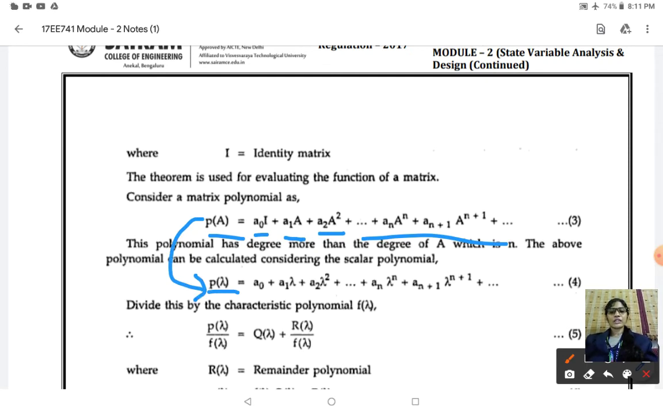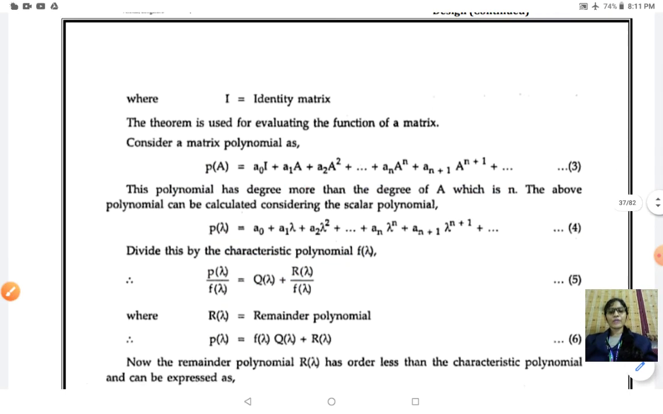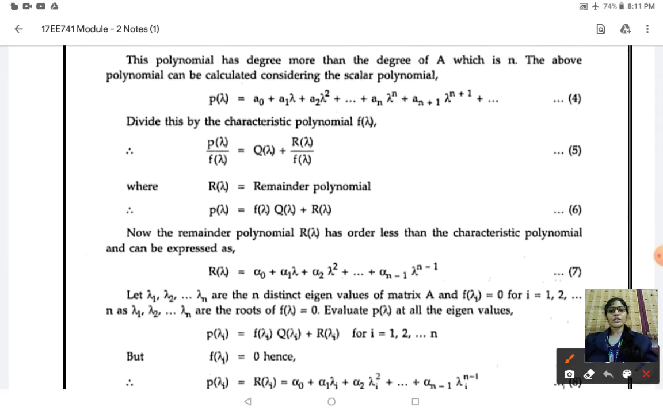Divide one over the other, that is P of lambda divided by f of lambda, and you will get a new term q of lambda plus r of lambda divided by f of lambda. r of lambda is nothing but the remainder polynomial, and q of lambda is the quotient polynomial. Therefore, the remainder polynomial r of lambda is equal to alpha 0 plus alpha 1 lambda plus alpha 2 lambda squared, and it goes on till alpha n minus 1 lambda to the n minus 1. This is how you find the remainder polynomial. When you solve the problem, you will come to know clearly what exactly it is.